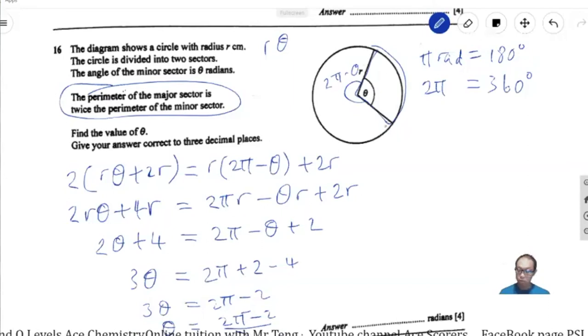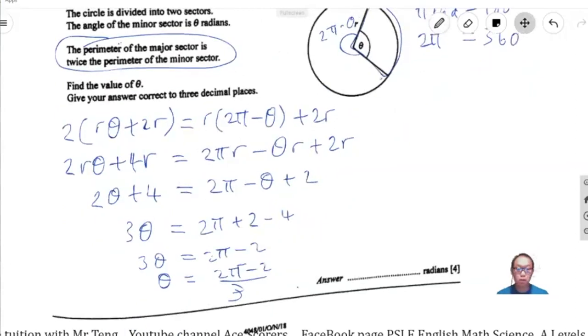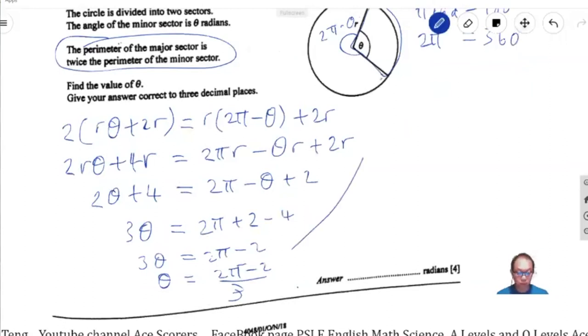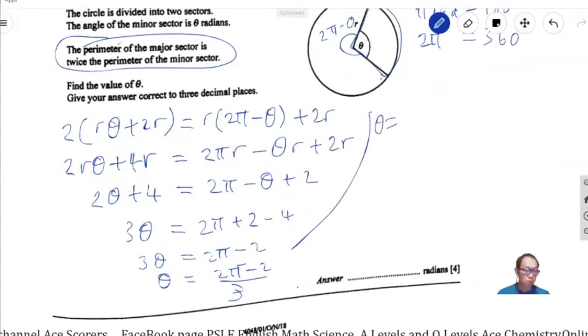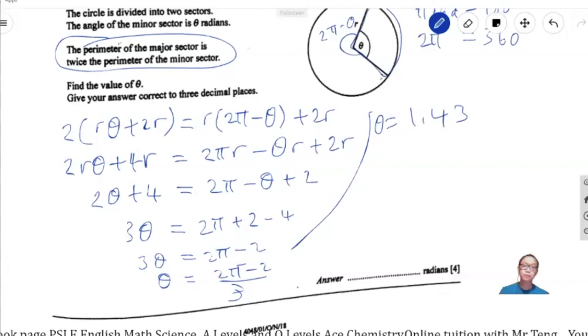Yep. Wait, this is a tree. Oh no, cannot see. Wait a bit, sorry. Okay, it's a tree. Right, so eventually we'll get theta, soft theta equals 1.4, about 1.43. Okay? That's it. So minor stuff, right?